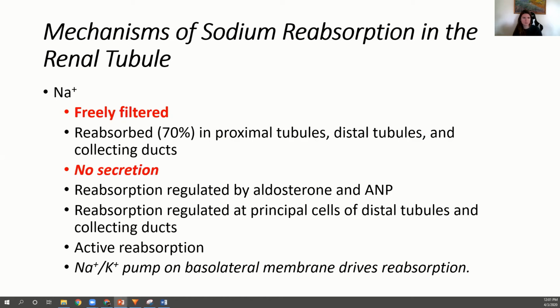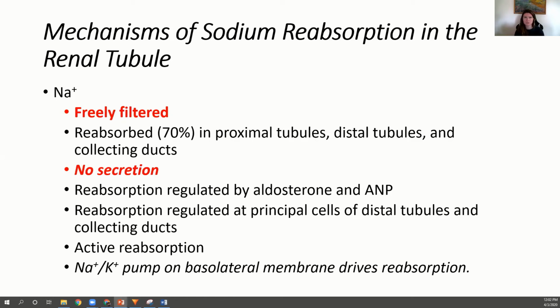So we've looked at that before, and we saw that reabsorption in general in the proximal tubules is happening kind of automatically. It's isoosmotic. So we're going to see that sodium is freely filtered at that first part of the nephron. So most of it is going to be reabsorbed in the proximal tubules, but we'll also see some reabsorption in the distal tubules and in the collecting ducts.